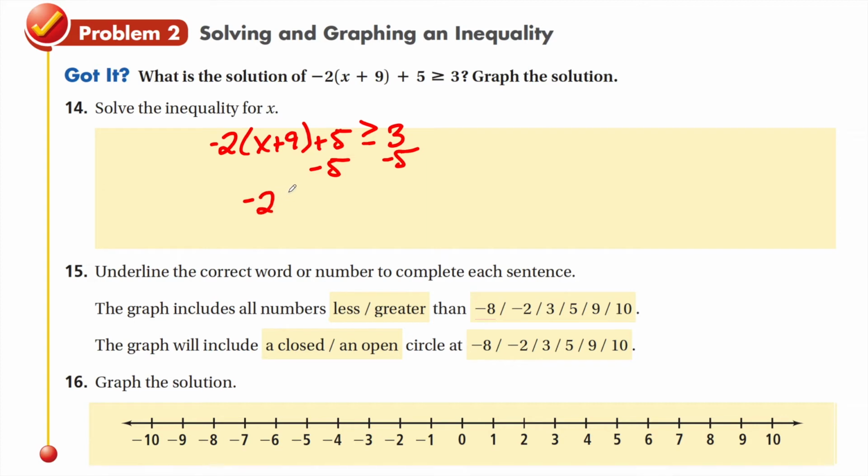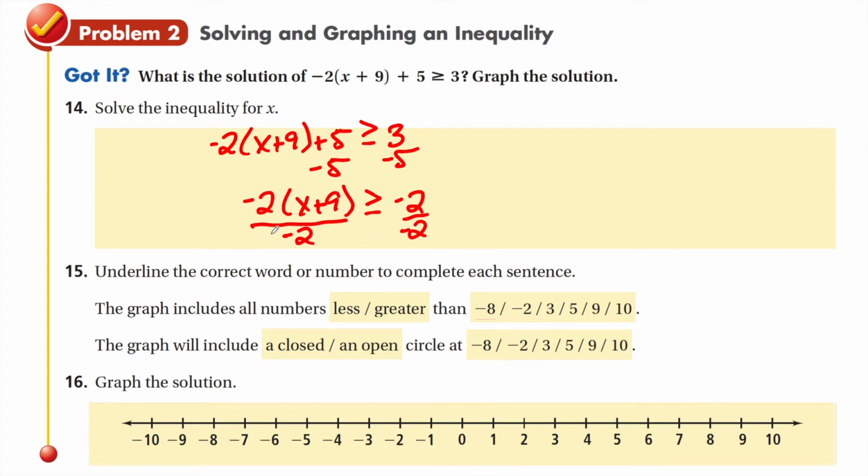Now we're looking at negative 2 times the quantity x plus 9 is going to be greater than or equal to 3 minus 5, which is negative 2. Now I'm going to divide everything by that negative 2. The reason you do that is because it will actually eliminate the parentheses altogether. So I'm going to divide both sides by negative 2.